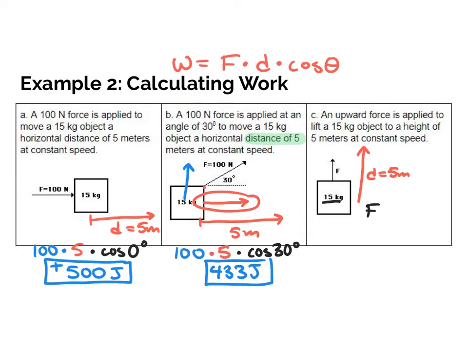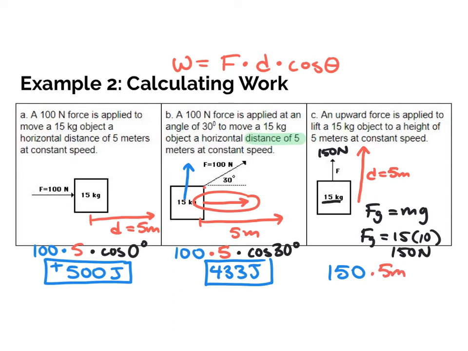Hopefully you remember the relationship between the force of gravity and mass. That if I want to lift something, I need to overcome its weight. So it'd be 15 kilograms times gravity, which is 10. So that'll give us 150 newtons, which means that the force that I need to apply in order to lift this thing is 150 newtons. So kind of going back to find the work done, it's now 150 newtons times that distance of 5 meters.